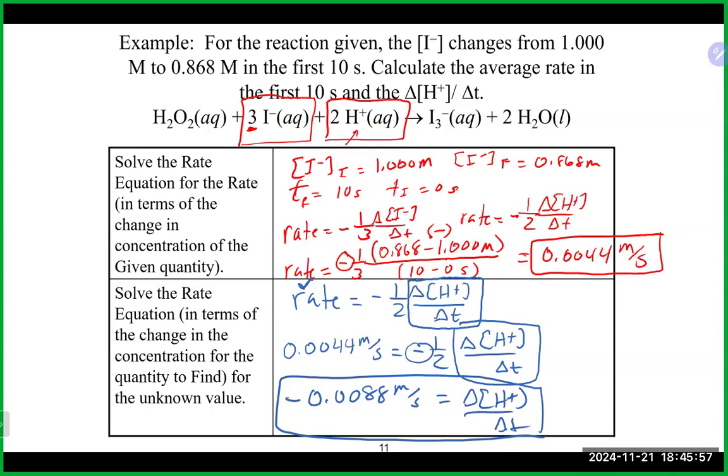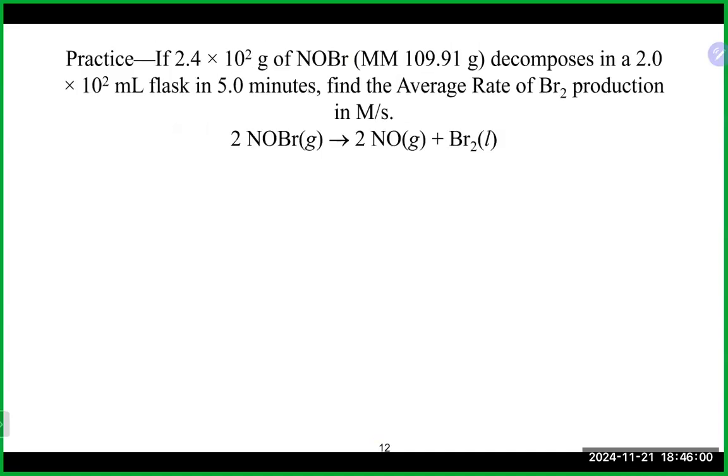All right, why don't you try another one here? If you have 2.4 times 10 to the 2 grams of NOBr, molar mass 109.91 grams per mole from the periodic table, it decomposes in a 200 milliliter flask in 5 minutes. Find the average rate of Br2 production here. All right, so let's take a look since we're getting to the end here. If we have 2.4 times 10 to the 2 grams of NOBr, decomposing in a 200 milliliter flask in 5 minutes, what is the average rate of Br2 production?